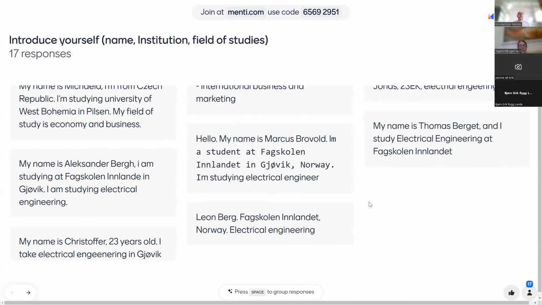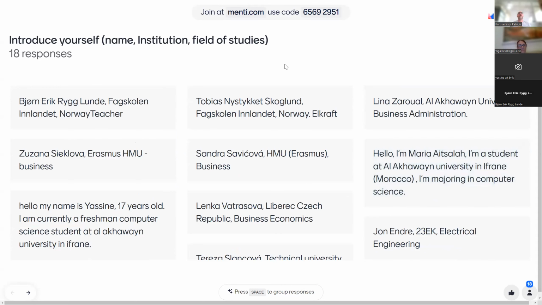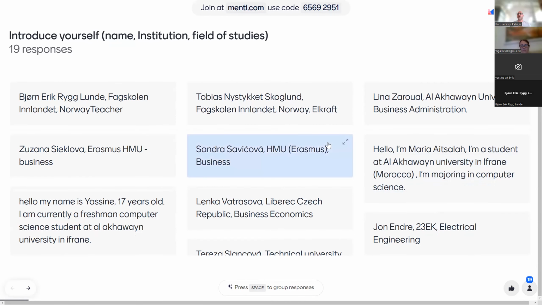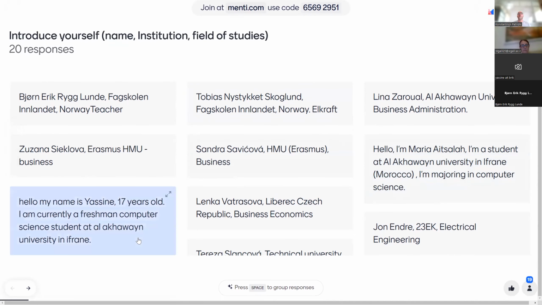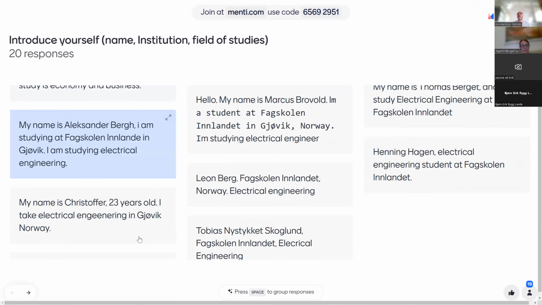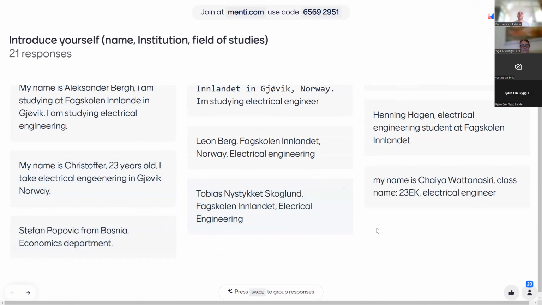Actually, we are 33 because I don't count, I have already introduced myself. I will move on when we reach 70% on any question. Also, this helps me to know which students participate, because it's not only the lectures, but I would also like to check the level of participation from different universities. Popovic from Bosnia, I think that you are an Erasmus student. Thank you very much. 21 responses.